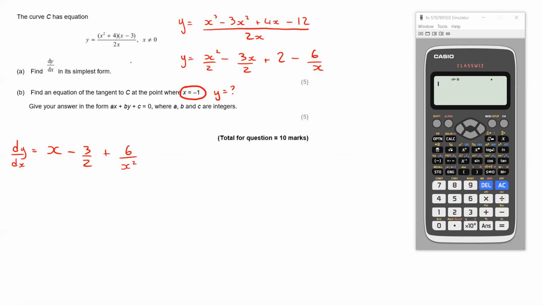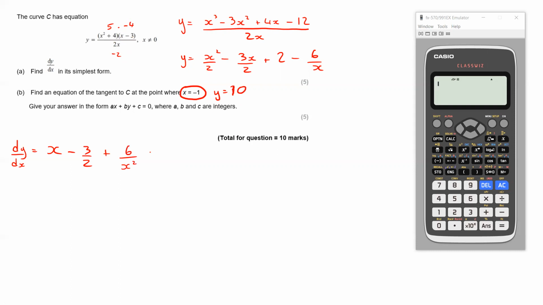So I'm going to start by finding my y. If I put minus 1 into here, minus 1 squared is 1, 1 plus 4 is 5. Minus 1 minus 3 is minus 4. I'll be timesing those together and then dividing them by minus 2. So minus 20 divided by minus 2 is 10. So this point here will have a value of 10.